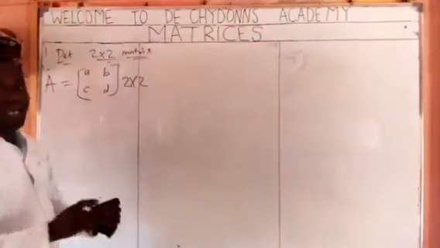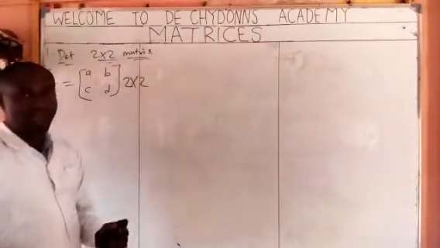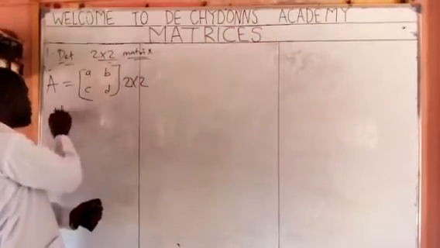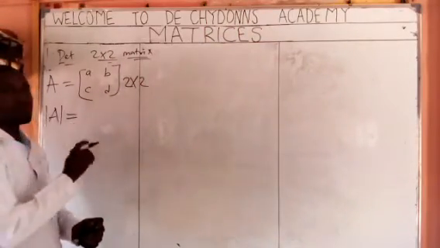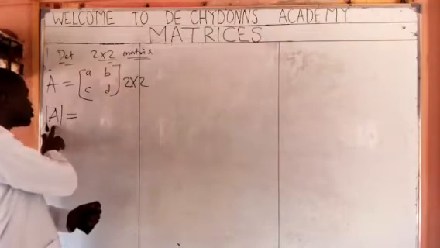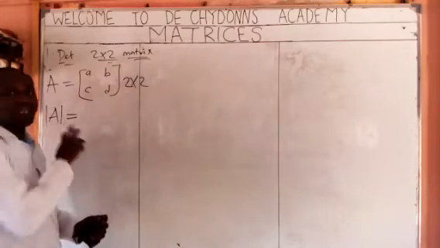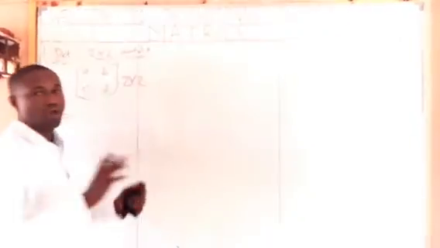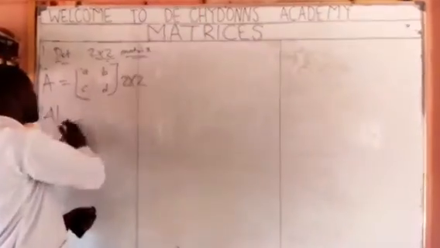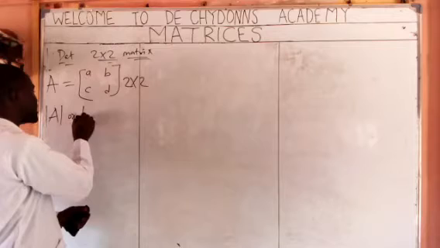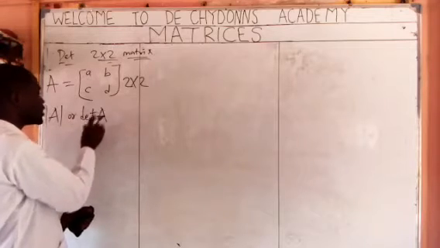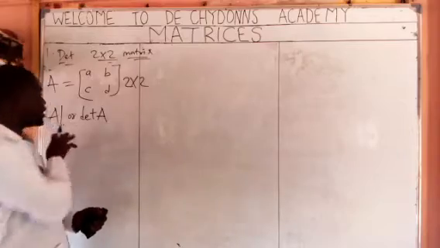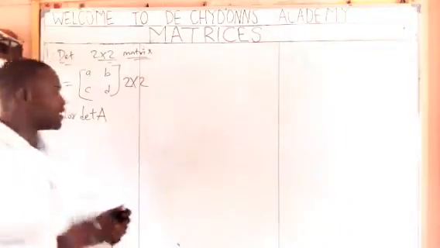Now, if they say get the determinant of this matrix, what you do is that you say |A| equals to. This |A| simply means you are looking for the determinant of a 2 by 2 matrix, or the determinant of any given matrix. You can also put it this way, that det A. So if you don't put it as |A|, you say that det A.